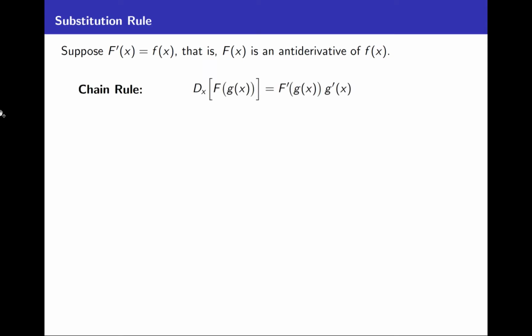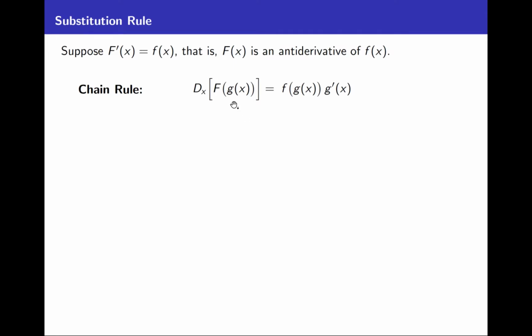Remember the chain rule? It says that the derivative of big F of g of x equals big F prime with g of x plugged into it times g prime of x. Now, in our setup, big F prime equals little f, so let's change this big F prime right here to what it's equal to, little f, and we get d/dx of big F of g of x equals little f of g of x times g prime of x.